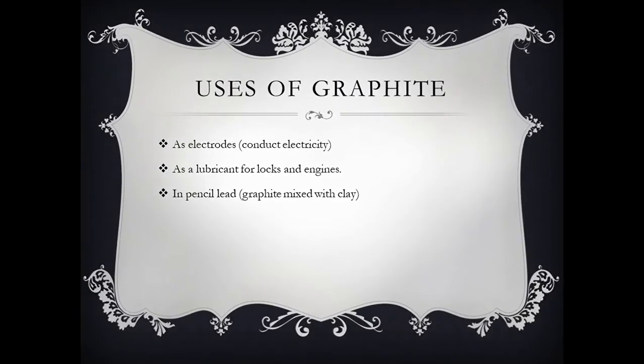Next, uses of graphite. Graphite is used as electrodes because it conducts electricity. It is used as a lubricant for locks and engines. Why as a lubricant? Because it's soft and slippery. Why is it soft and slippery? Because of the weak van der Waals forces. Conducts electricity because of that free electron. In pencil lead, guys, you must say that graphite is mixed with clay, and the reason to be used in pencil lead is that the color of graphite is dark. Got it? Okay.